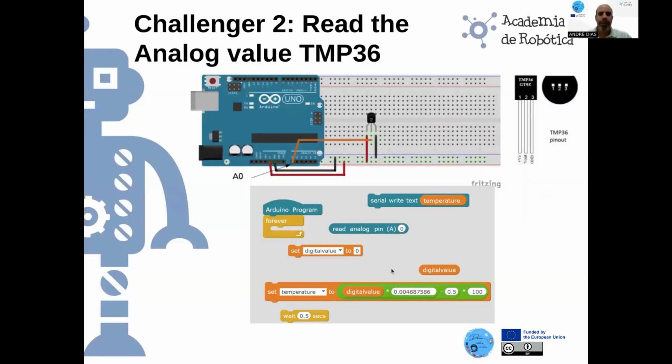Let's discuss what we have to do. If you remember what we did with the LDR sensor, we need to use the block read analog pin and provide the pin that we are using. In this case, we are using the same A0. We need to create two variables. One variable will be responsible for acquiring the digital value, and another will be responsible for holding the temperature in degrees Celsius. If you remember, we need to perform this equation: the digital value multiplied by this constant, minus 0.5, multiplied by 100. And this equation will allow us to convert the digital value into degrees Celsius. Okay, let's implement this in mBlock.